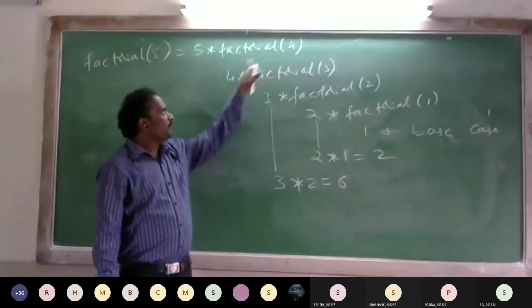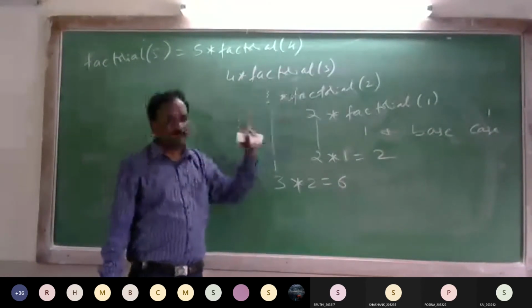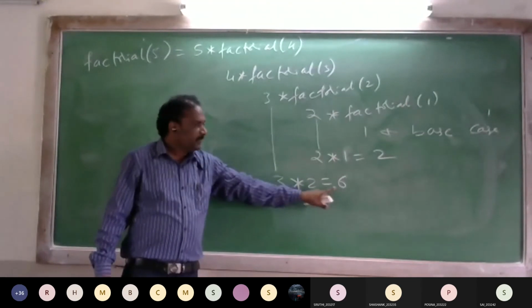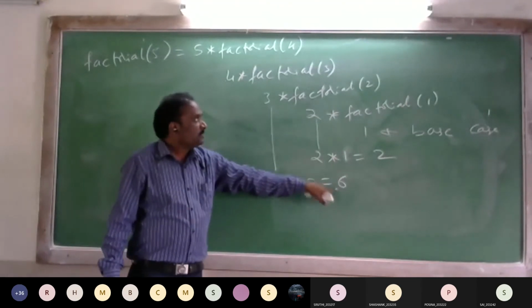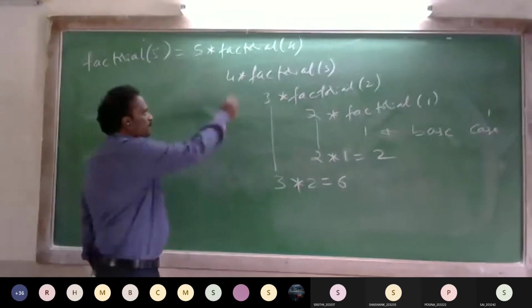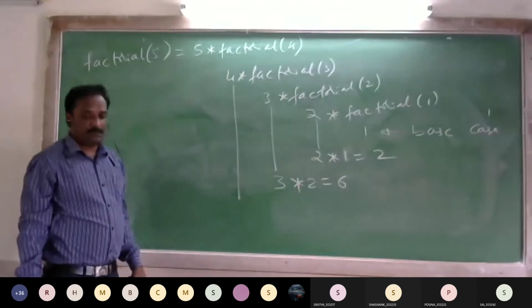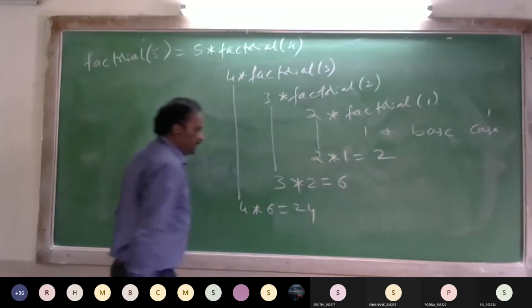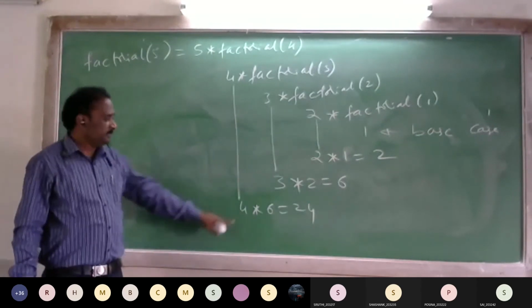Now factorial of 4 is nothing but 4 into factorial of 3. But just now we come to know that factorial of 3 is 6. So we use this solution to solve the next bigger problem. The next bigger problem is factorial of 4. So what is 4 into 6? 4 into 6 is 24.